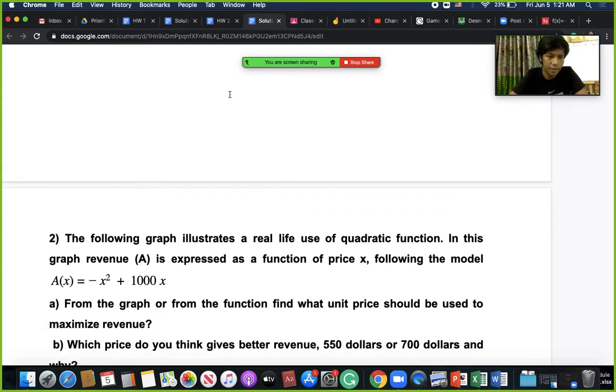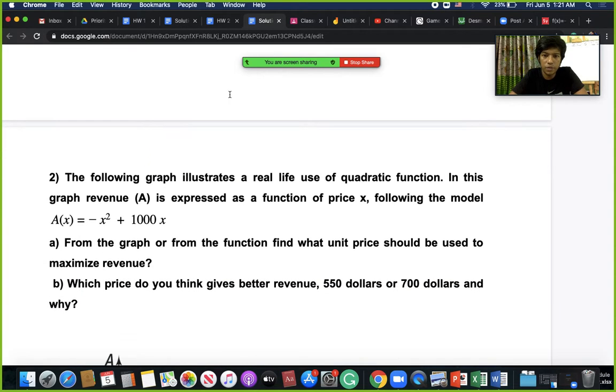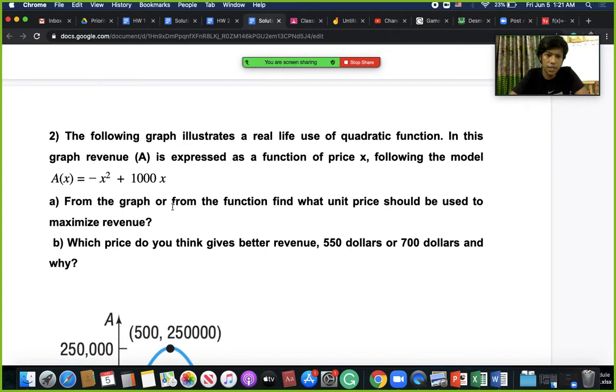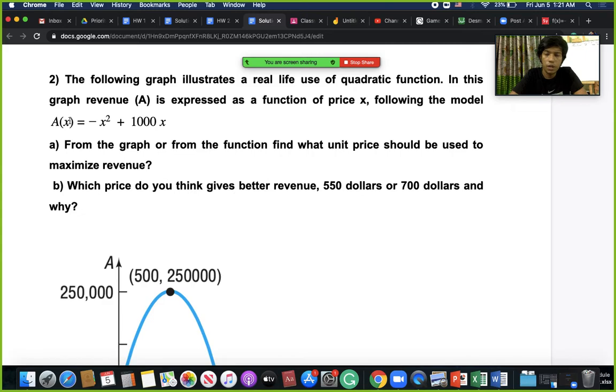Now the second math. The following graph illustrates a real-life use of a quadratic function in a revenue graph. So I just changed this question a bit. In the previous question, it was P of revenue, R of P, most probably in the homework question.